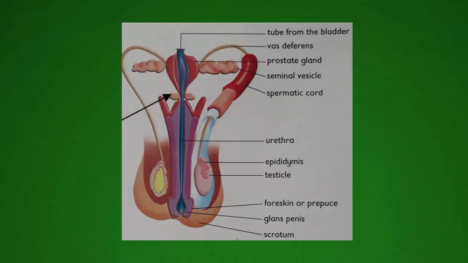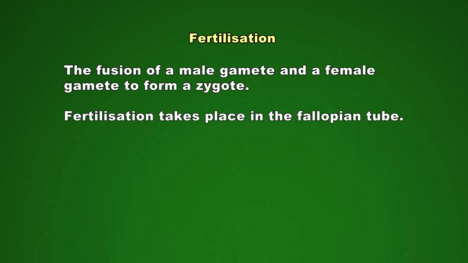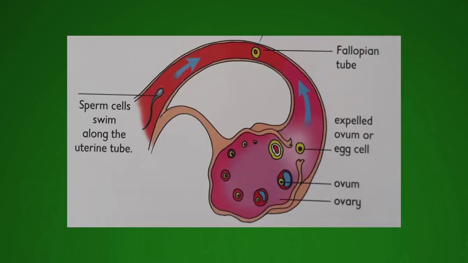We will now look at how fertilization takes place, because this is what reproduction is all about. Fertilization is the fusion of a male gamete, sperm, and a female gamete, egg, to form a zygote. Fertilization takes place in the fallopian tube or oviduct. The male gametes swim in the fallopian tube towards the ovary and meet a female gamete in the fallopian tube. Here you can see how a few sperm cells have reached the egg or ovum, but only one can enter the ovum for fertilization to take place. If there is no egg, no fertilization takes place, and the sperm cells are absorbed into the female body.